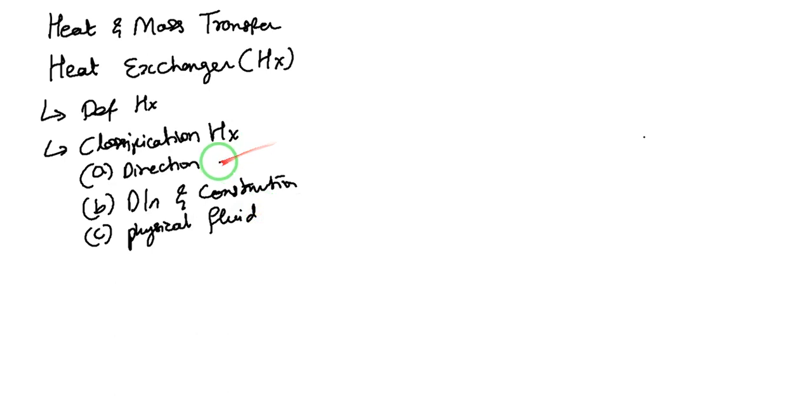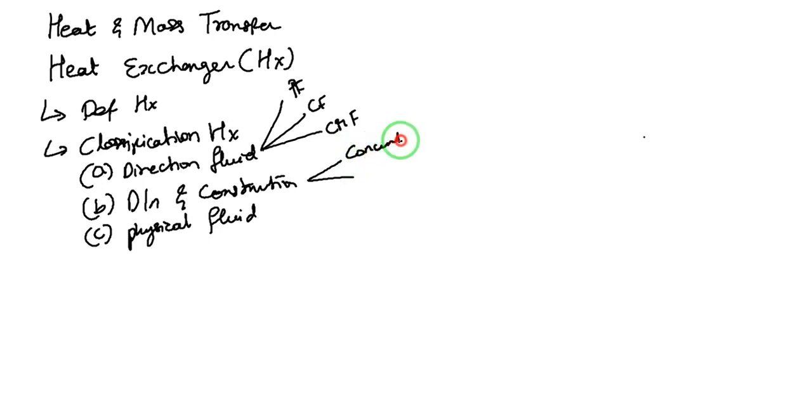So, direction of the fluid flow, first one. In this we saw three types: parallel flow, counter flow and cross flow. In design and construction we saw two types: concentric flow and shell and tube heat exchanger. Based on physical condition of flow we saw condenser and evaporator. So all these things we saw last class.